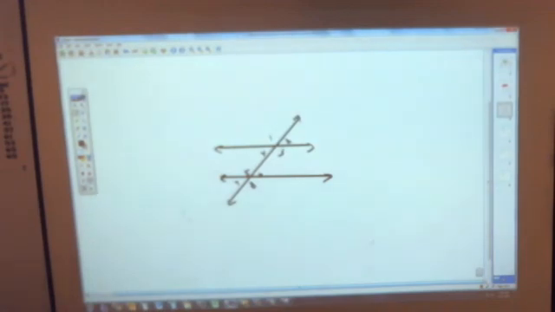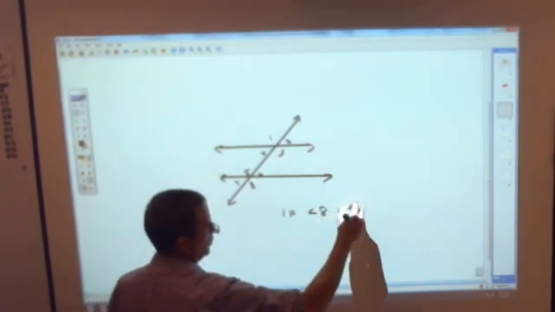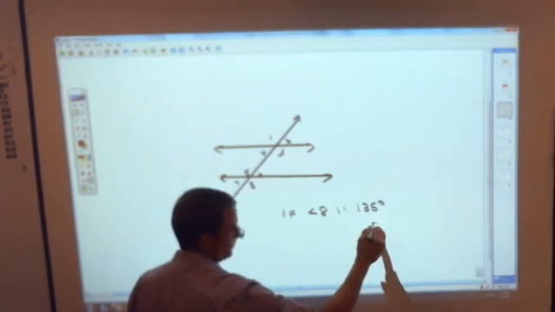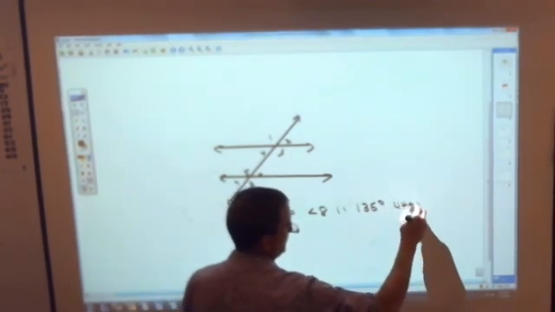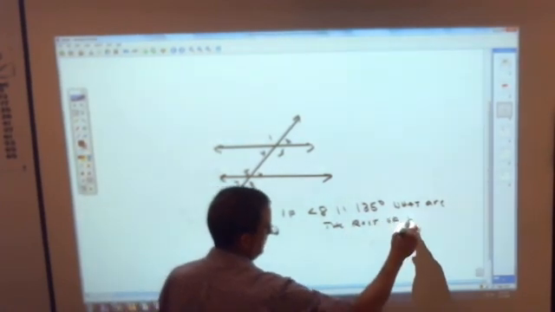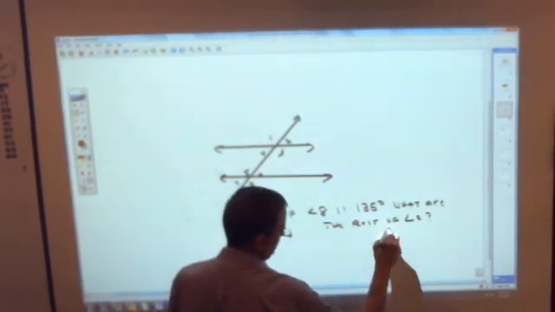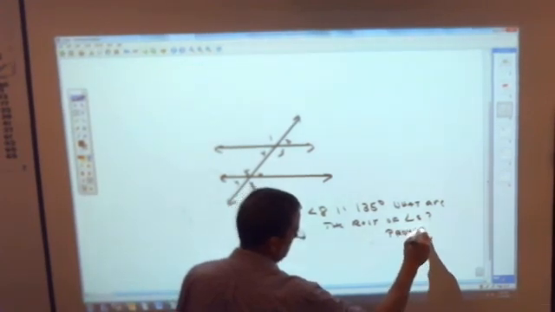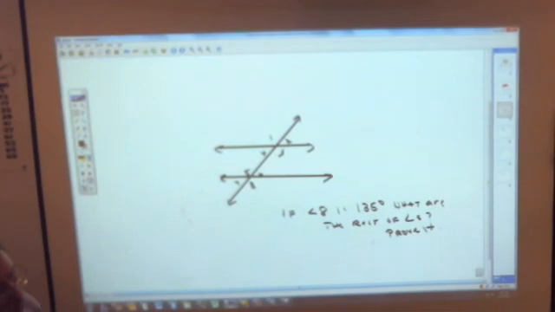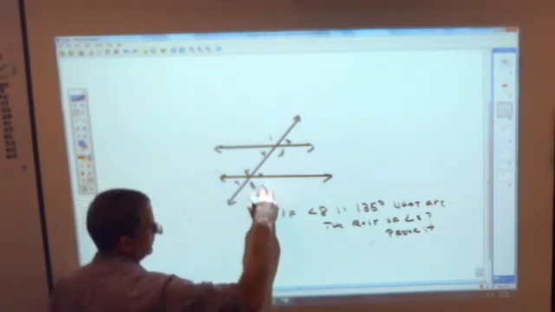If I tell you angle 8 is 135 degrees, what are the rest of the angles? But you can't just tell me, you have to prove it. And that's what geometry is all about. You can't just say things because you think it is, you have to say things because you know it is based on what you've been told. So here's what that would look like. I know that angle 8 is 135 degrees.